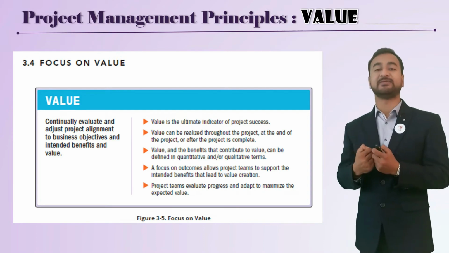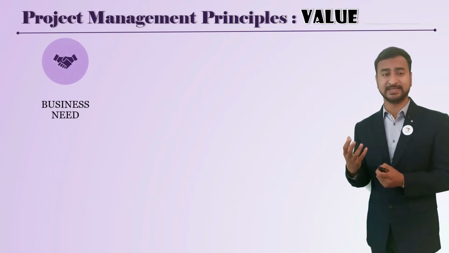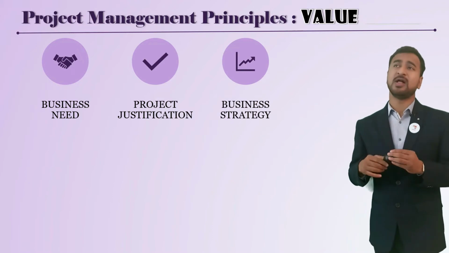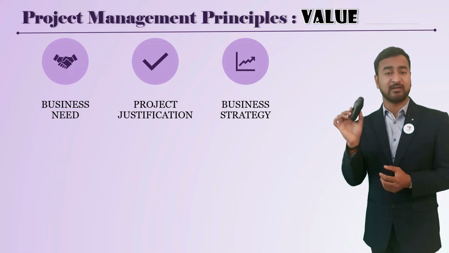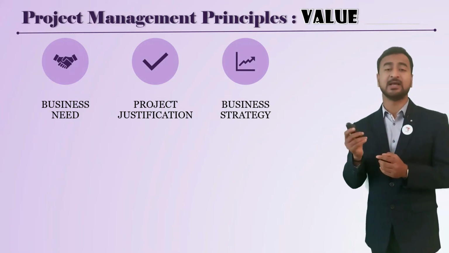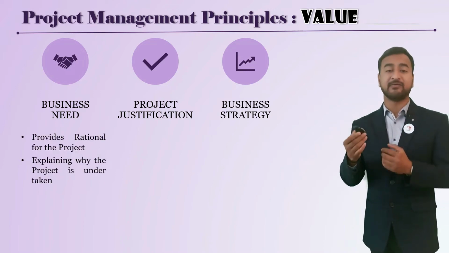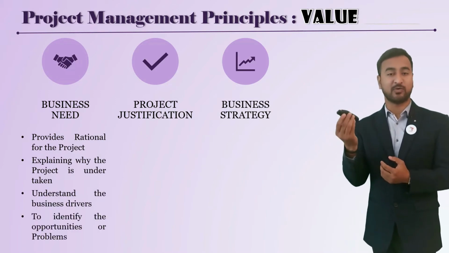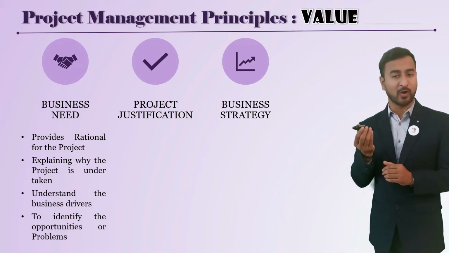And how this benefit value can be achieved, we can check over here: a business need starts the particular project, with justification and the business strategy. I want to give you a picture: your project is to develop this particular pointer. That is a business need, and you start investing and check whether the project is rational, explaining why the project is undertaken and understanding the business drivers to identify the opportunities or problem. There is a market demand, and you start developing this particular pointer.